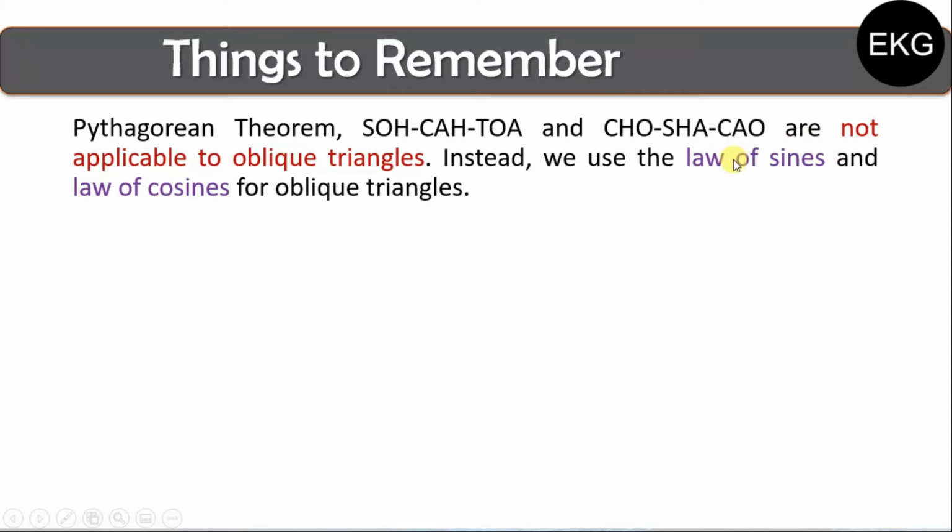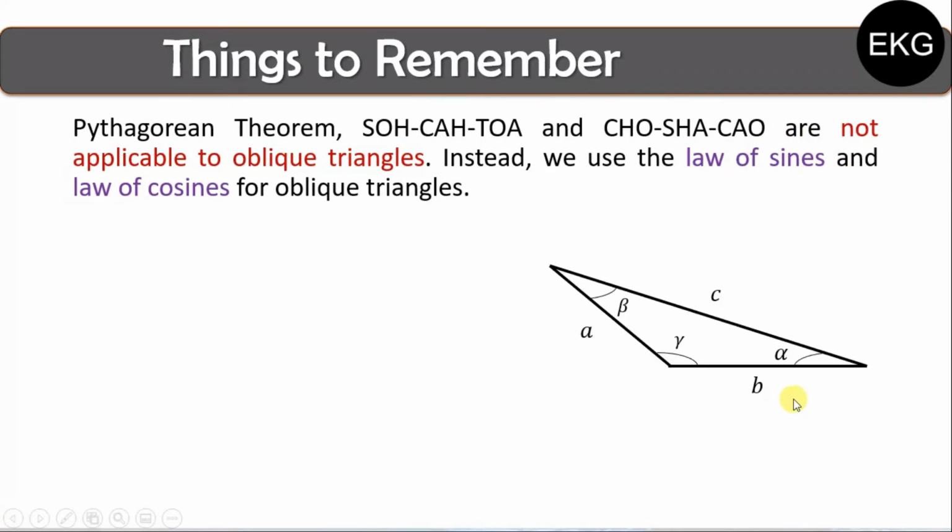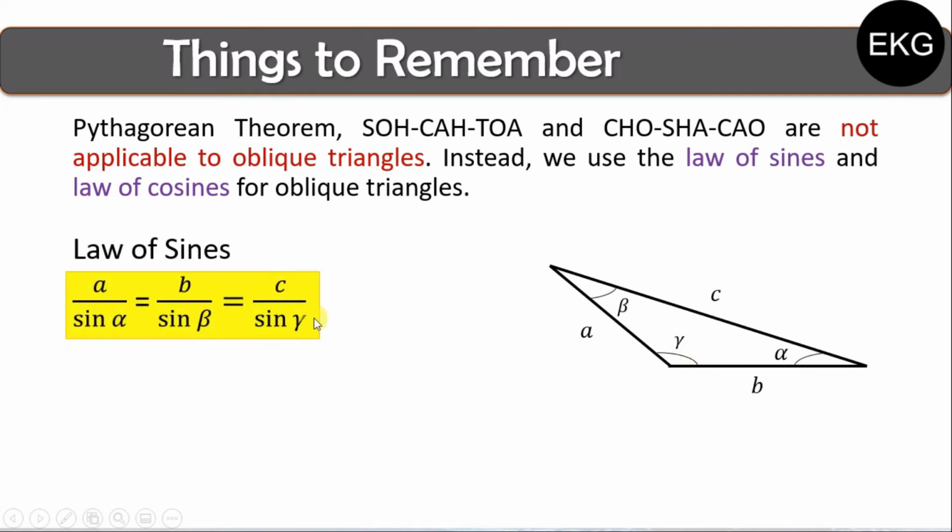Ano ba yung law of sines? So if we have this oblique triangle, it is actually an obtuse triangle because we have this obtuse angle here. So paano natin ma-apply yung law of sines? Law of sines, ito yung kanyang equation. Now basically, kung titingnan mo dito, A over sine alpha.